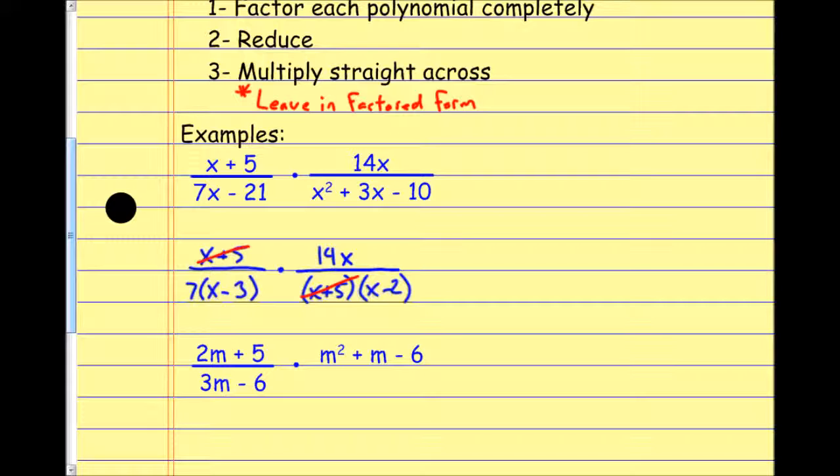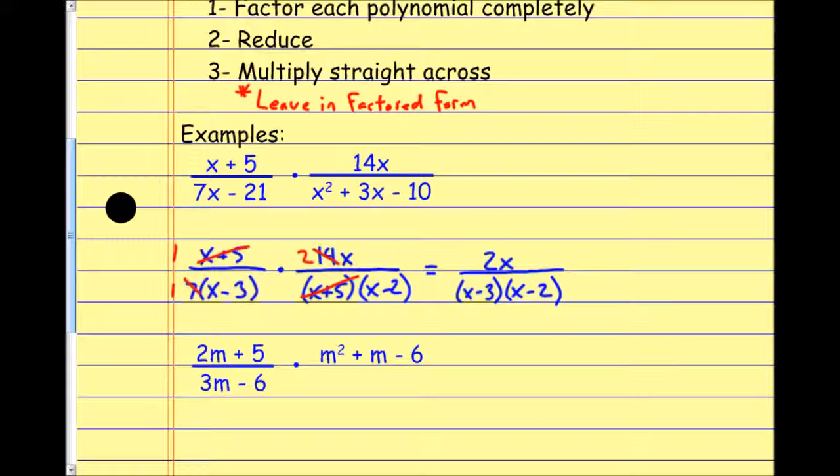The 14 and the 7 can reduce to a 1 and a 2. So now when I look at what I have, this became a 1 because that's what happens when you cancel things out through division. And now I multiply straight across. I have 1 times a 2x, which is a 2x. In the denominator, I have an x minus 3 times an x minus 2. And I'm just going to leave it like that.